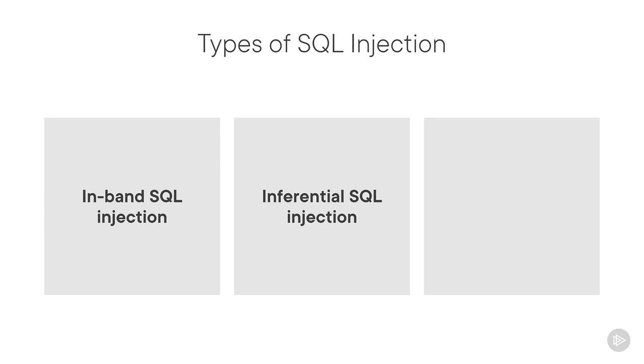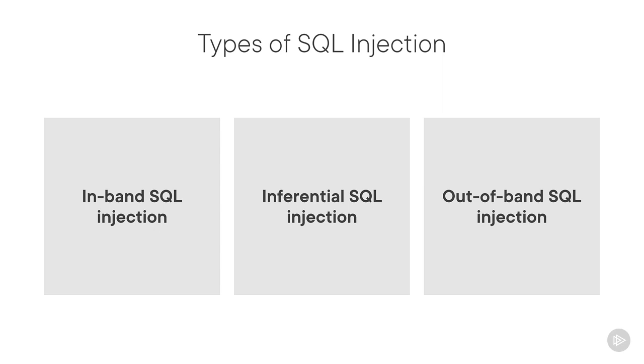And then you have the third one, which is a lot more complex and often difficult to pull off in real life. This is called the out-of-band SQL injection attack. We rely on a side channel, say a DNS server, for our output.